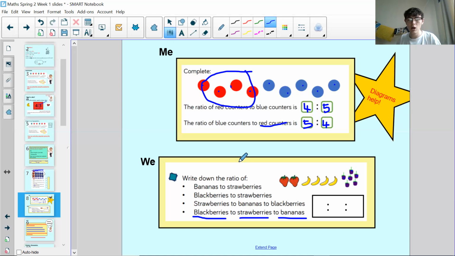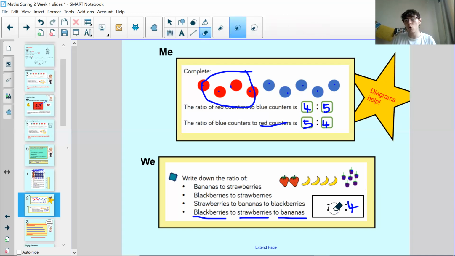Okay, year 6. So what I hope you will have put in these boxes is 6, which is our blackberries, as is the first one, to strawberries. So it's asking for now our strawberries, which we know is 2, and then our bananas, which we know to be 4. So our ratio of blackberries to strawberries to bananas is 6 to 2 to 4. Okay, so well done if you've got that.